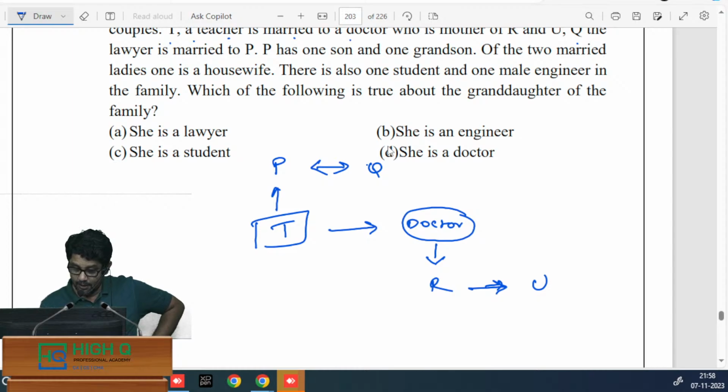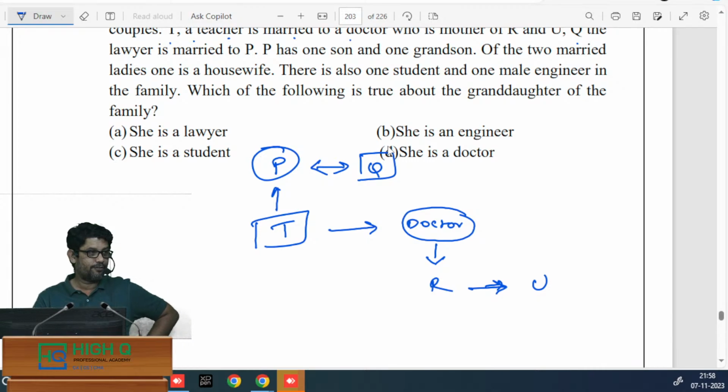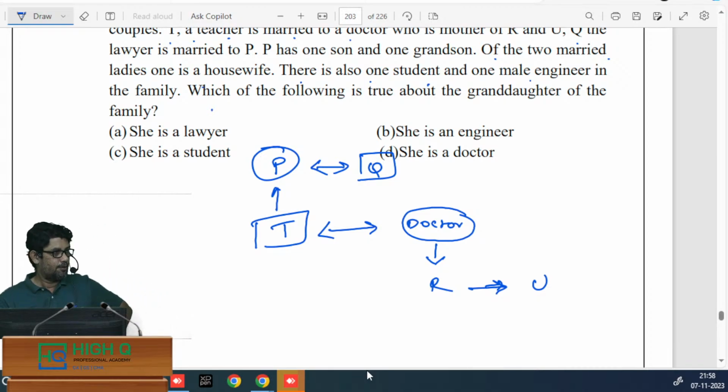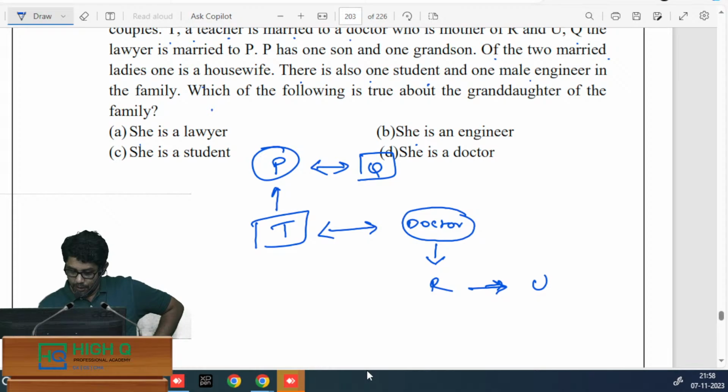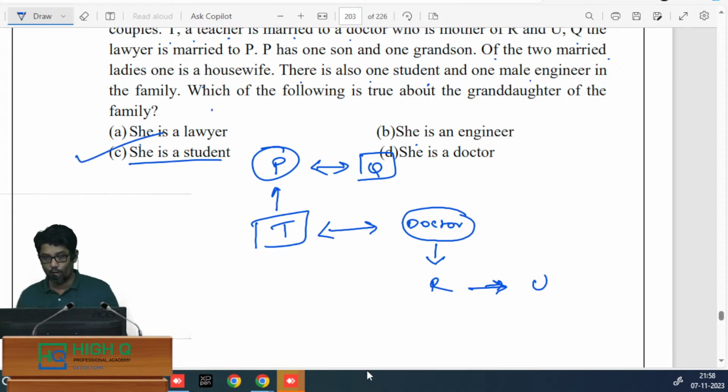Here it is clearly given, of the two married ladies, one is housewife. So here it is clearly given Q is a lawyer. That means male member, P is housewife. Do you all agree, my dear? P is housewife. Fine. T and doctor got married. Now of the two married ladies, one is housewife. I think everything is done. There is also one student and one male engineer in that family. See, one male engineer. That means the other one must be a female. Okay, so therefore she is a student. She is a student. Option C.